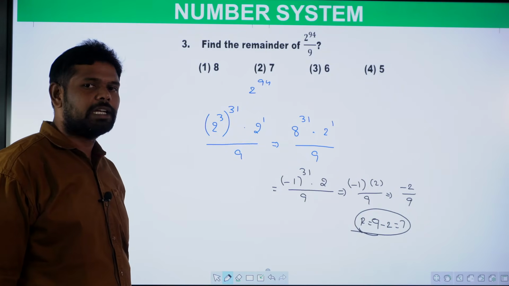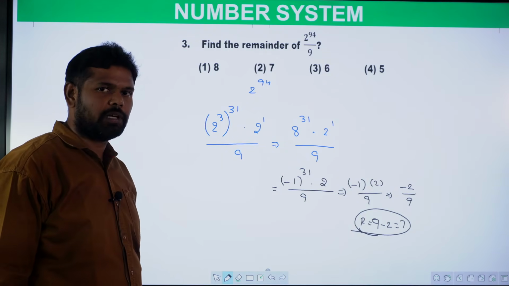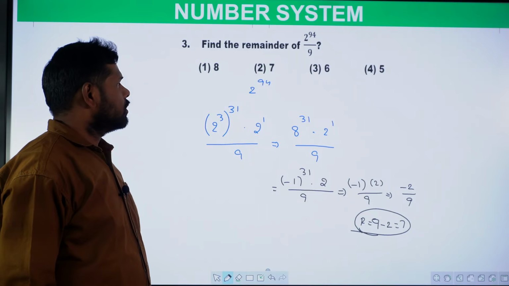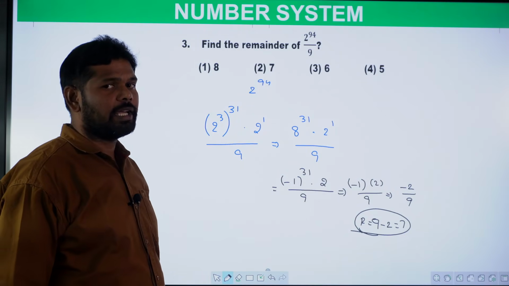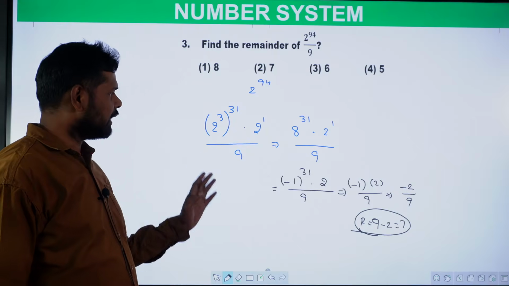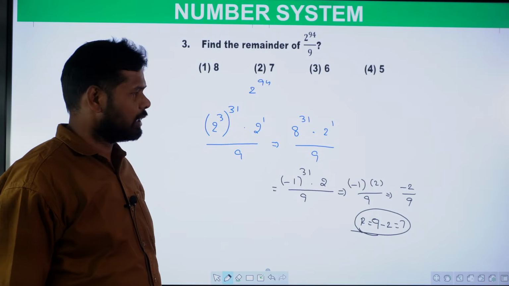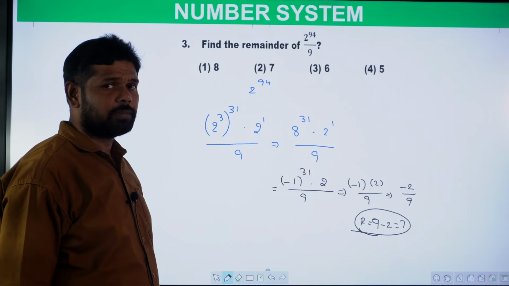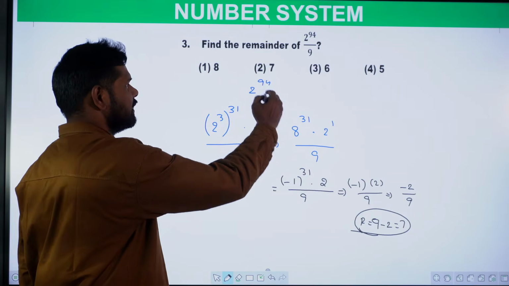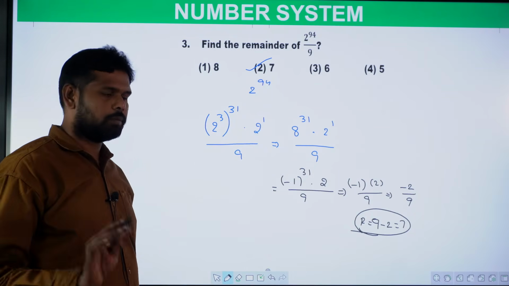Why? Because 8 and 9 are nearest multiples, differing by 1. So (2 power 3) whole power 31 means 2 power 93 only I get. Still one more 2 is pending, that's why I write the 2 power 1 separately. Then 8 power 31 we get, minus 1 into 2, minus 2. Minus 2 means 9 minus 2, remainder is 7. That is the answer. Simple.